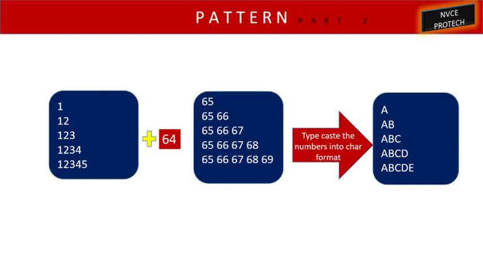To convert a number to a character, we have to know the ASCII value of the corresponding characters. ASCII value of capital A is 65, B is 66, and so on. So Z is 90. Now let's see the process.